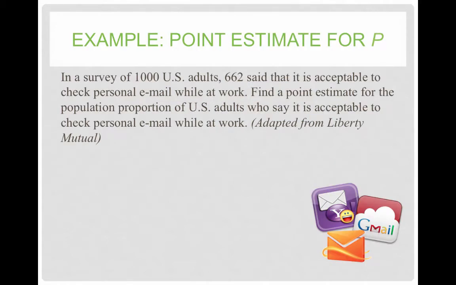Let's look at an example. I think this is when it best starts to make sense what I'm talking about. In a survey of 1,000 U.S. adults, 662 said that it is acceptable to check personal email while at work. Find a point estimate for the population proportion of U.S. adults who say it is acceptable to check personal email while at work.